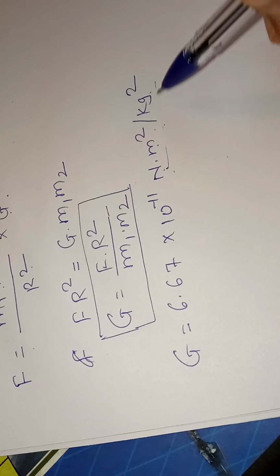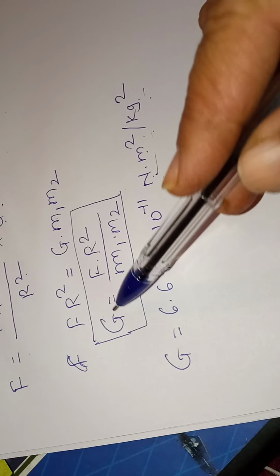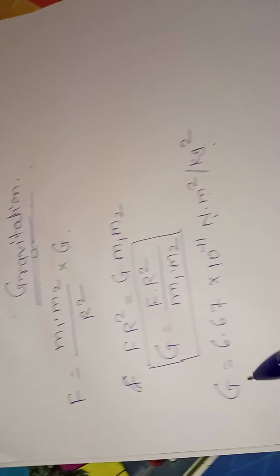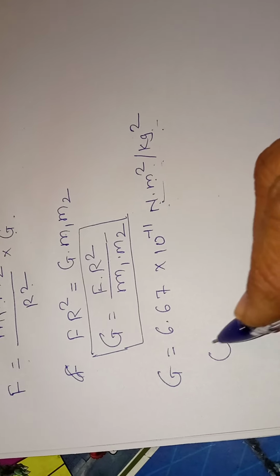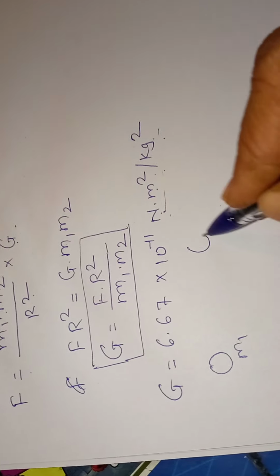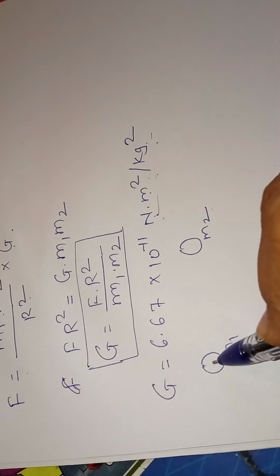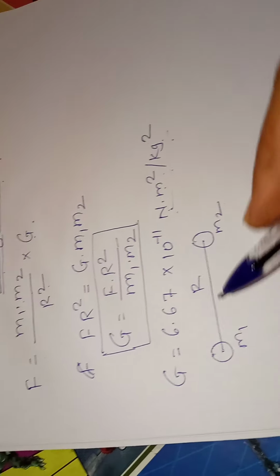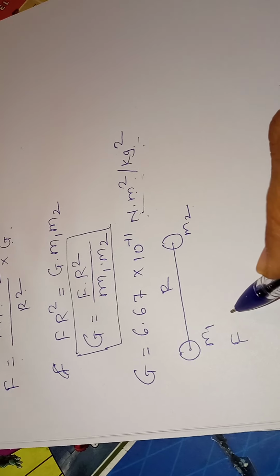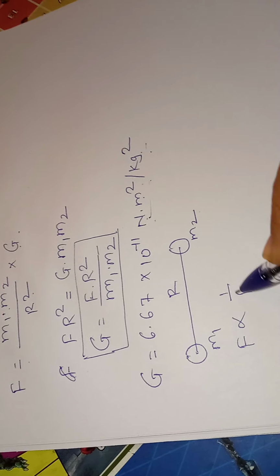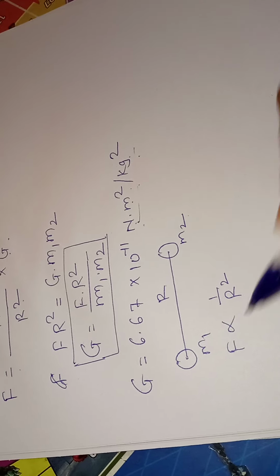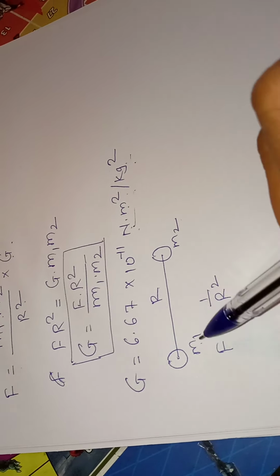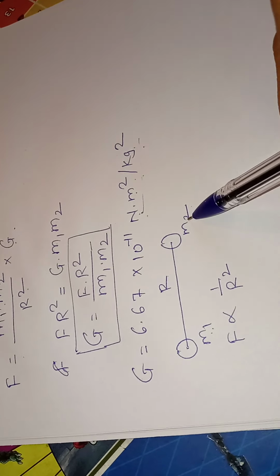Now we are learning about the force between two bodies. Suppose, see, this is body m1, this is body m2. The distance between their centers is equal to r. Then F is directly proportional to 1 upon r square. We know this formula. Or F is directly proportional to the product m1 dot m2.